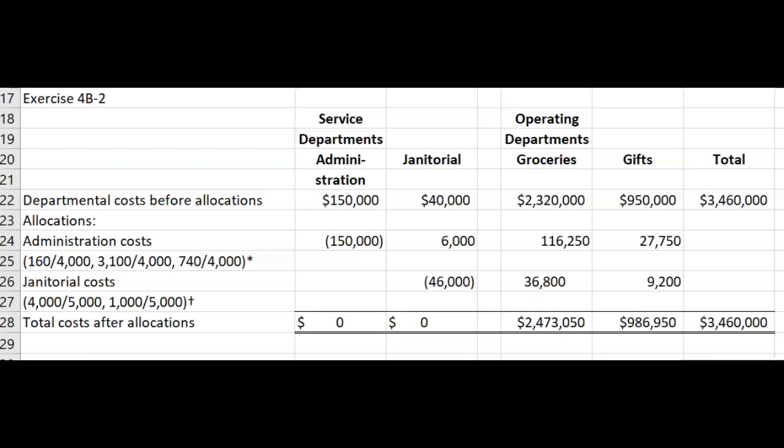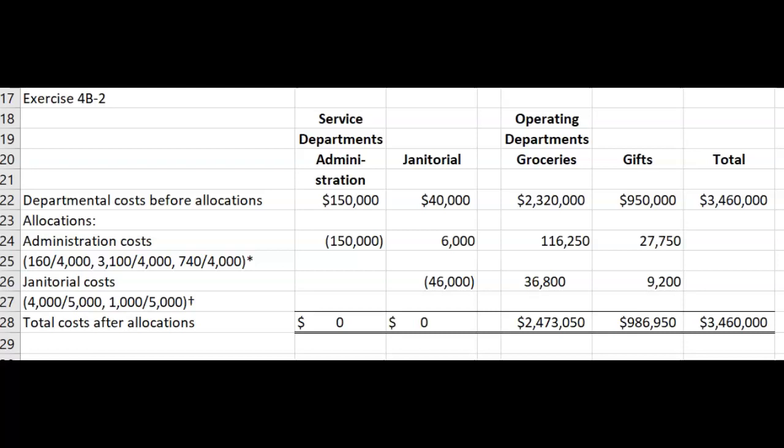So, let's read the problem. Madison Park Co-op, a whole food, grocery, and gift shop, has provided the following data to be used in the service department cost. Using the step-down method, allocate the cost of the service department to the two operating departments. Allocate administrative first on the basis of employee hours, and then janitorial based on the space occupied.